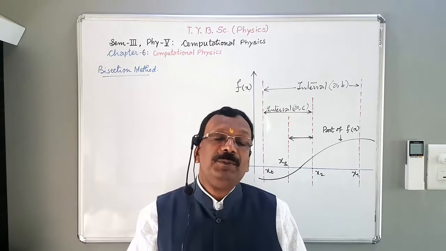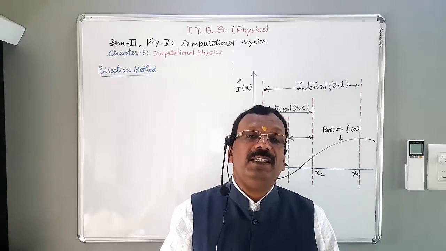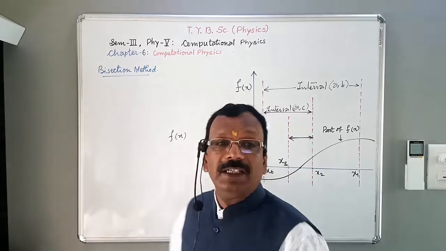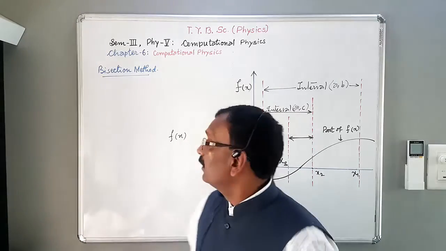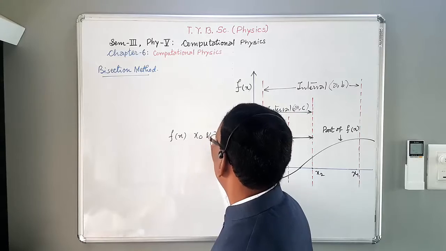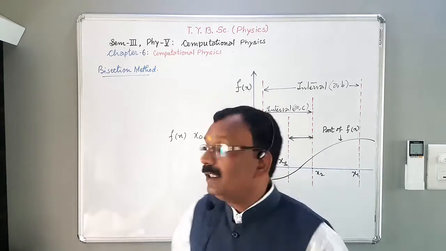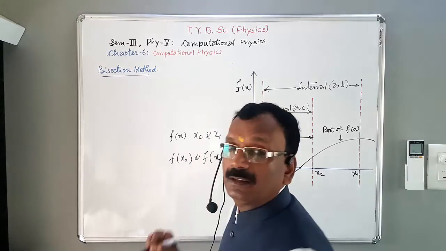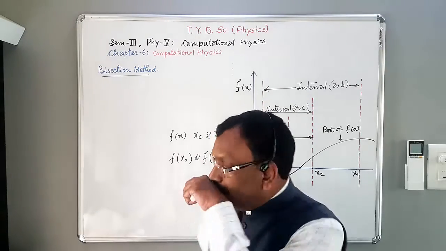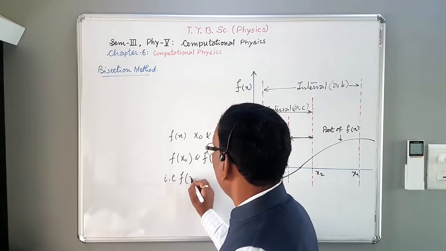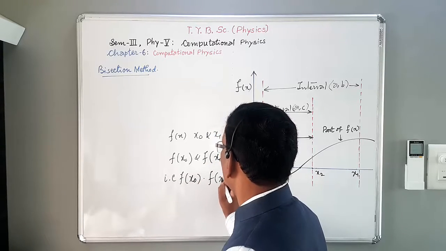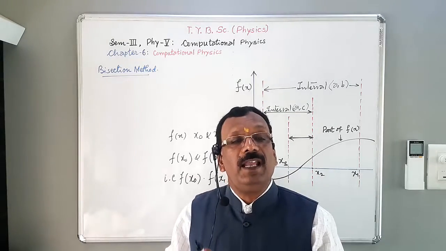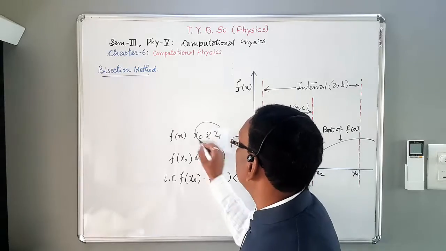This method is based on the theorem which states that if a function f of x is continuous between x0 and x1, and f of x0 and f of x1 are of opposite sign, that is f of x0 into f of x1 is less than 0, then there exists at least one root between x0 and x1.